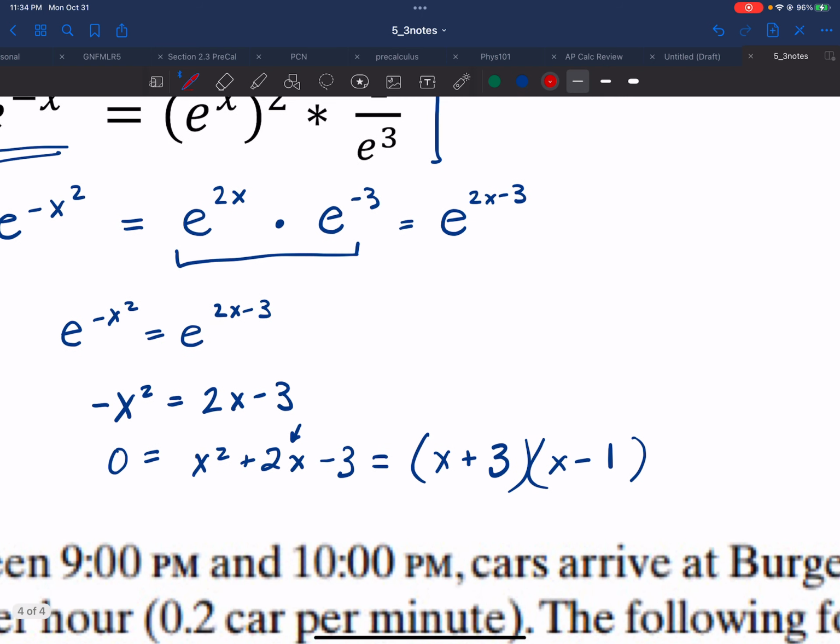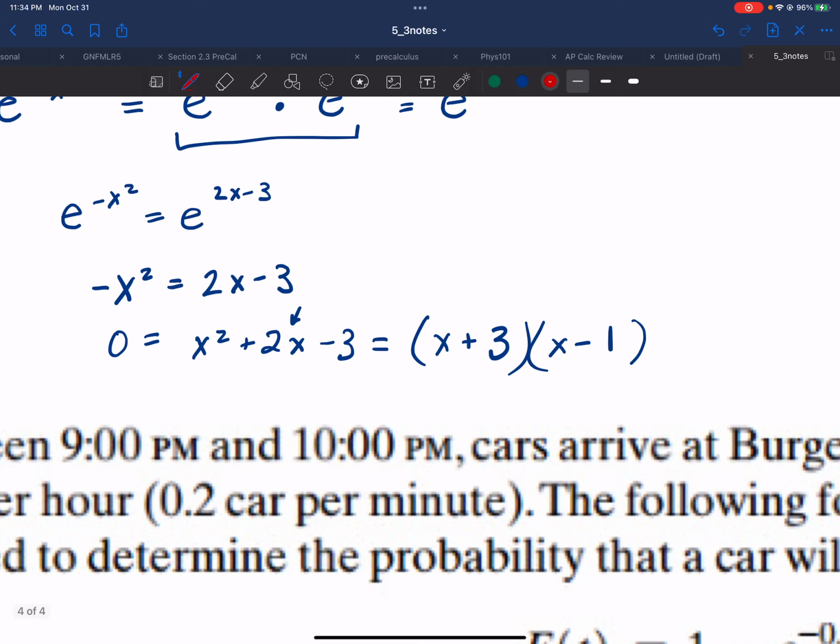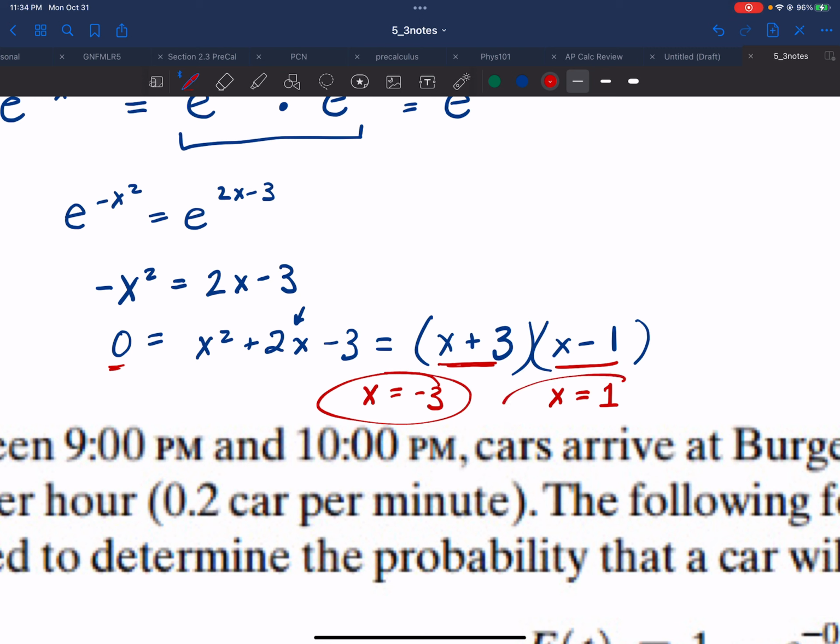And so if this is equal to 0, how would x plus 3 give me 0? If x is equal to negative 3, and then x minus 1 equals 0, that is going to give me x equals 1. So my solution is x equals negative 3 and x equals 1. There's two solutions to this one. Okay? I know that was a lot, but you're going to be in good shape here.